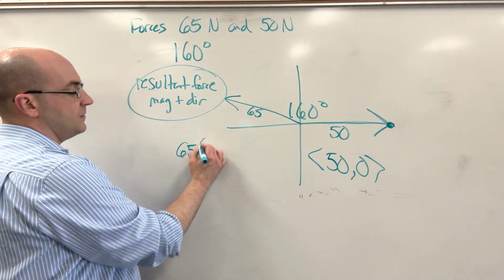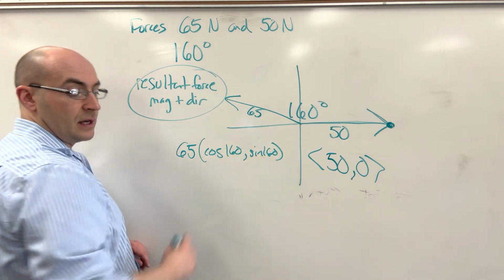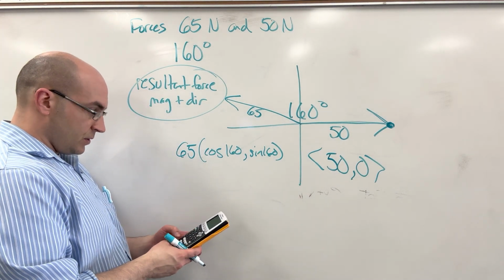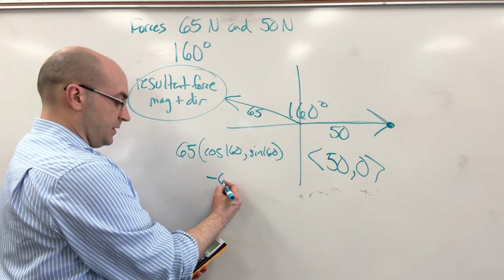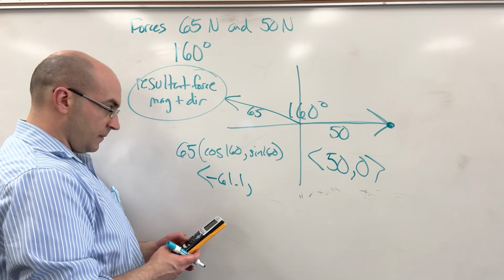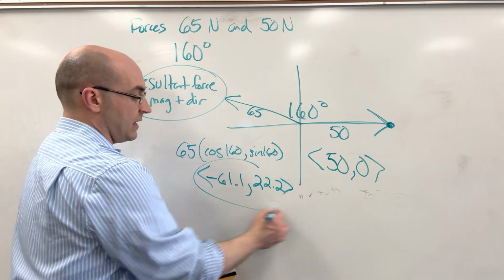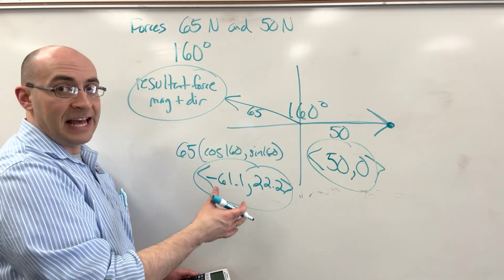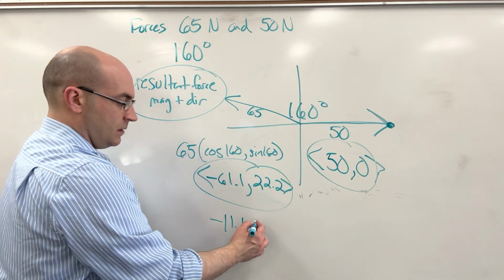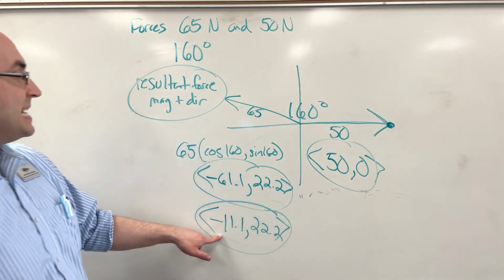So we're going to do 65 times cosine 160, sine 160. Okay, and that's going to give me our component. So 65 times cosine 160 is negative 61.1. And then 65 times sine 160 is 22.2. I've got both vectors. We're going to add them together. So 50 plus negative 61.1 is negative 11.1, and 22.2. This is the resultant vector in component form, but I need magnitude and direction.